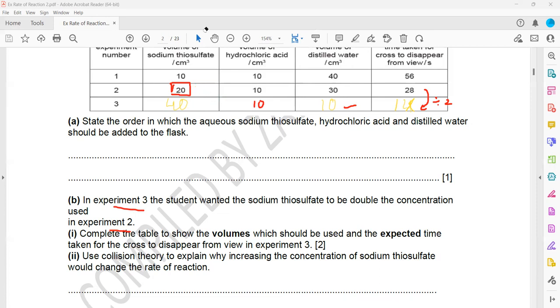Like for example, another student wants to compare experiment 1 with experiment 3. So compared to experiment 1, in experiment 3 it is 4 times. If the concentration or amount is 4 times, then the time will be divided by 4. So 56 divided by 4, you will get 14. So either you compare experiment 2 with 3 or experiment 1 with 3, you will get the same result. It does not make a difference.